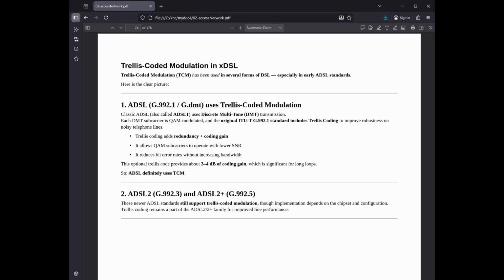Viterbi decoding. At the receiver, the MSAN or the user's modem, a Viterbi decoder is used. Instead of looking at one symbol at a time, it looks at a sequence of symbols to determine the most likely path the transmitter took through the trellis.